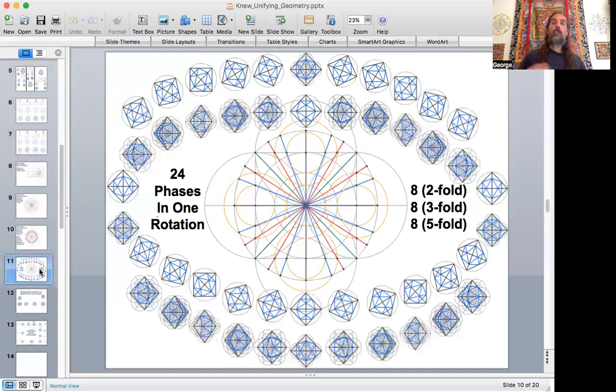Okay, so I put this compilation of drawings together to take us around the full circuit of the whole 24 phases for one full rotation as we work our way all the way around the entire diagram.